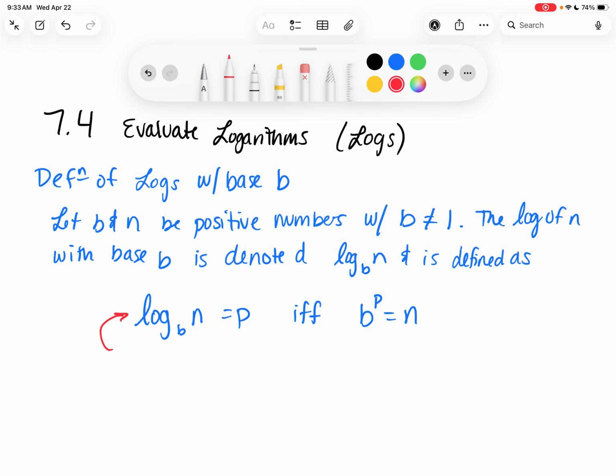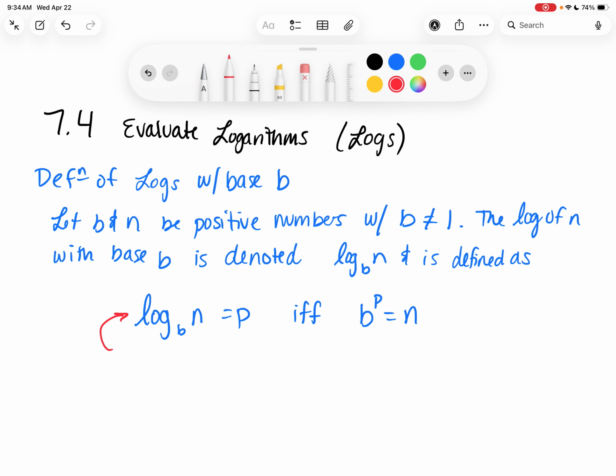This is how, a log is how we undo an exponential. Is the d in "denoted" one word, or is the D like a variable? Yeah, it just is beside it. Okay. It's just really far over. I moved it over. I wrote it over too. I was just writing as you were saying it.